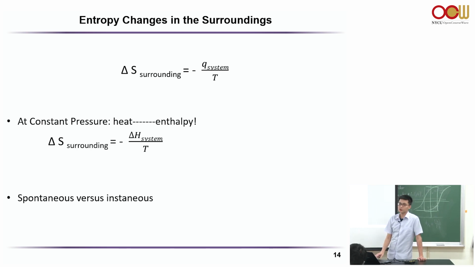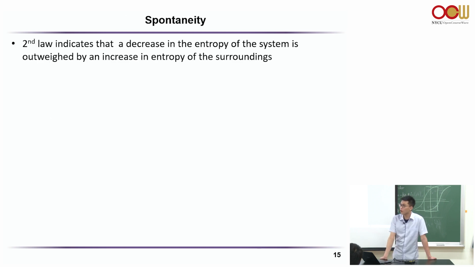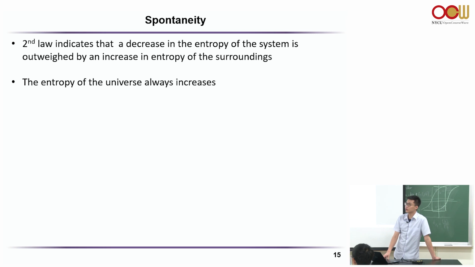Since energy cannot be destroyed, it has to go somewhere. So we will put the negative sign in our system calculation. The heat has to go to the surroundings. So when we go back to the second law, it basically says that a decrease in entropy of your system is generally less than the increase of entropy of your surroundings. And most importantly, the entropy of the universe always increases. Okay, so that's another pretty important concept in thermodynamics.